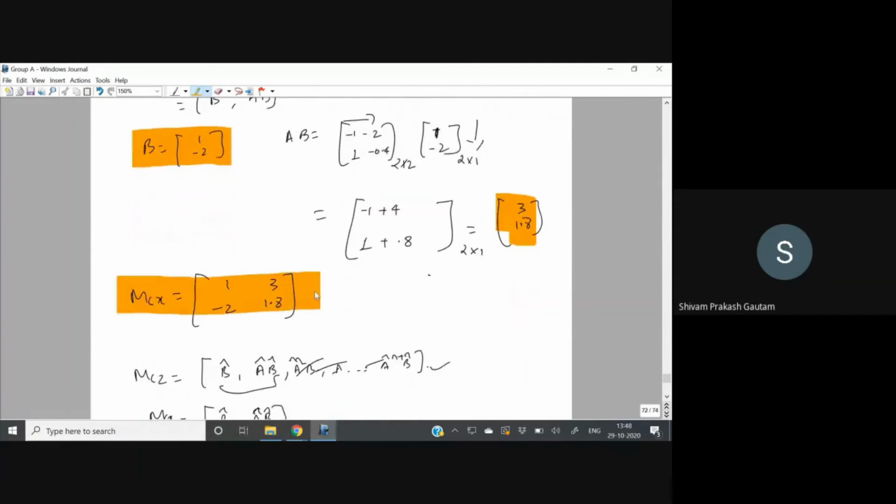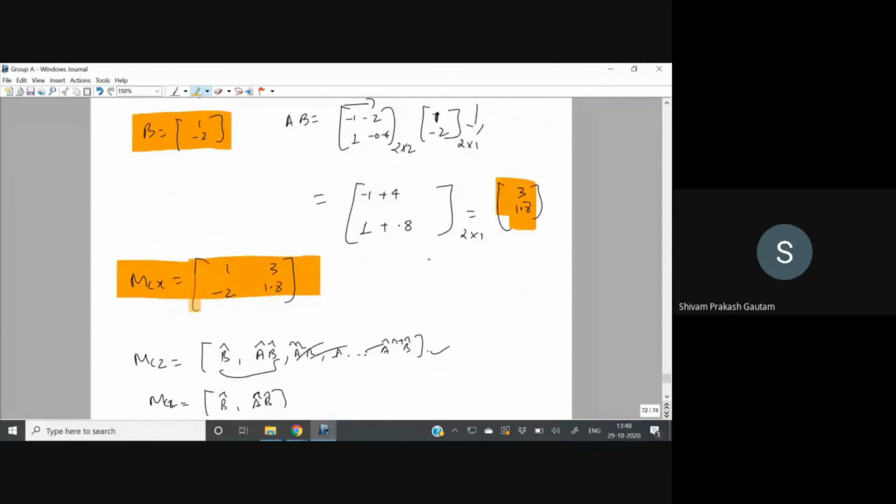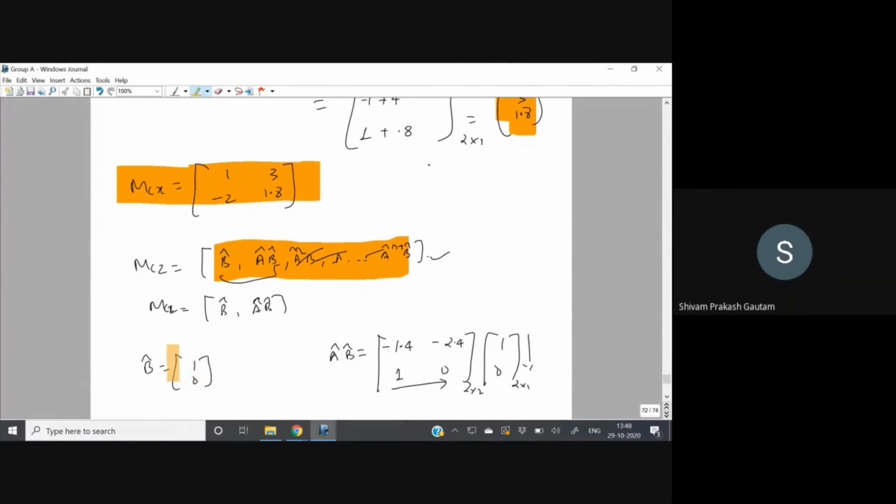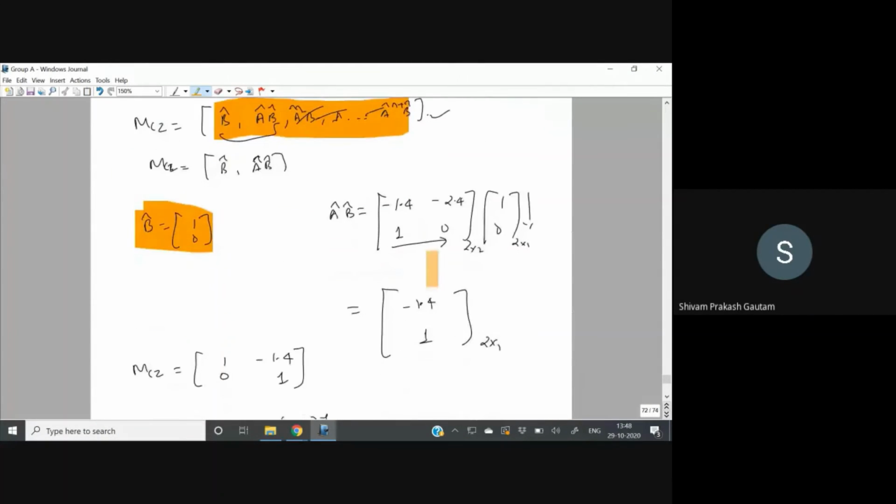Similarly, you can find the M_CZ matrix from B cap and A cap B cap, where B cap and A cap are the control canonical form matrices. We know that in B cap only the first element is 1 and all the other elements are 0. Since this is second order, we have 2 elements. Then we multiply A cap and B cap, and this is the matrix we get. So M_CZ we have calculated, and this is its value.